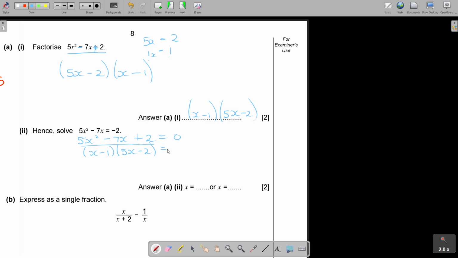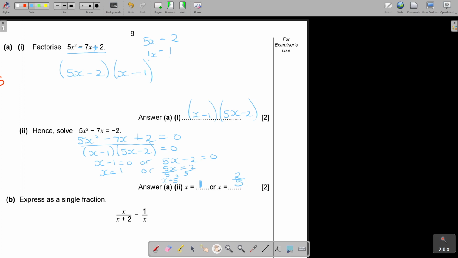So we're going to solve this quadratic equation by factorization. So x minus 1 is equal to 0, or 5x minus 2 is equal to 0. So x is equal to 1, or 5x equals 2, divide by 5, divide by 5. So x is equal to 2 over 5. So x is equal to 1, or x is equal to 2 over 5. And again, the order does not matter.